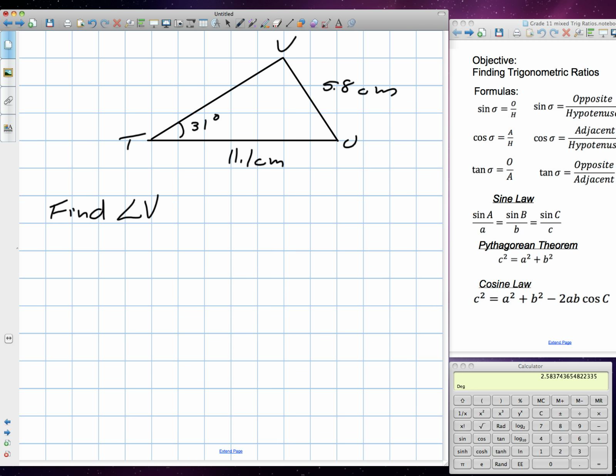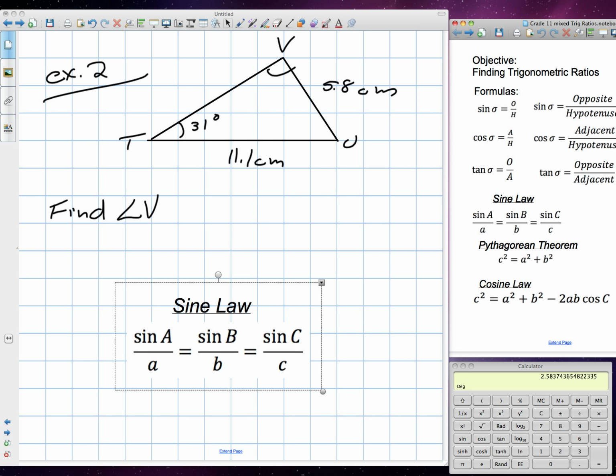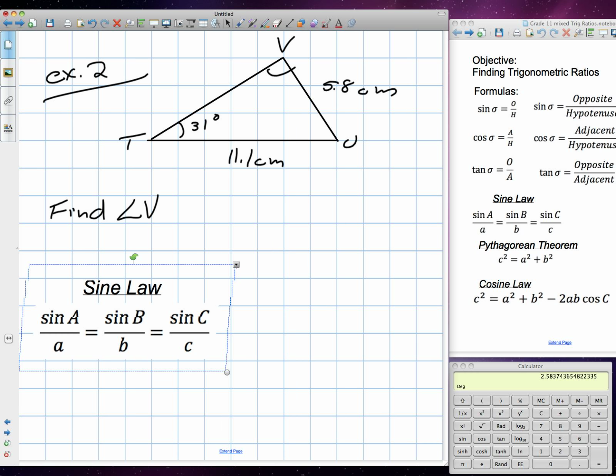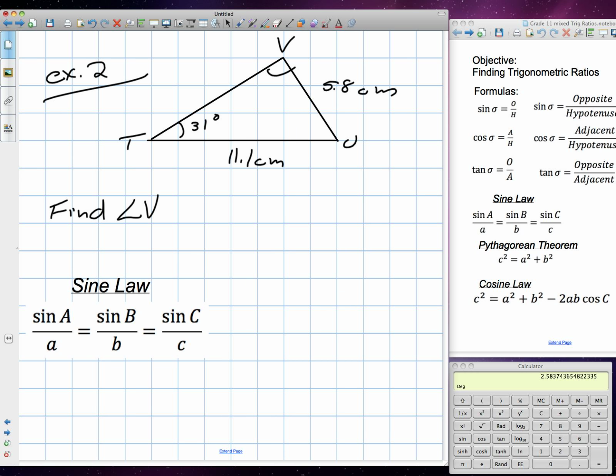This is the second example we're going to go through. Example 2. This is a V up here. Okay, let's fix that a little. Now, they're asking us to find angle V, so they want us to find this side here. Now, our sine law works with what variables? A, B, and C. Okay. So I could replace the A, B, and C with T, V, and U. The same idea applies. Or I could just rename the entire triangle, which I'm going to do in this case. It's completely up to you how you'd like to solve it.